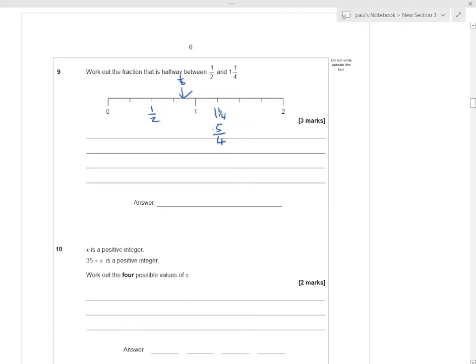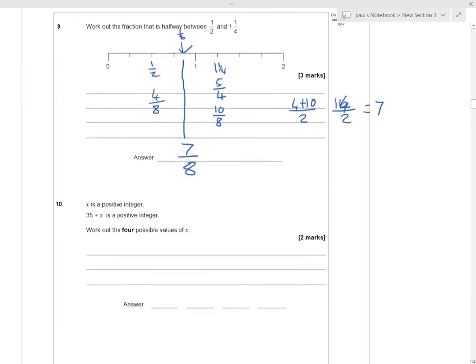So if we make these all into eighths, that will be multiplied by 4, so that is 4/8, and that one is double it, so that's 10/8. So halfway between 4 and 10, we go 4 plus 10, divide by 2, 14, divide by 2 equals 7. So therefore this is 7/8.